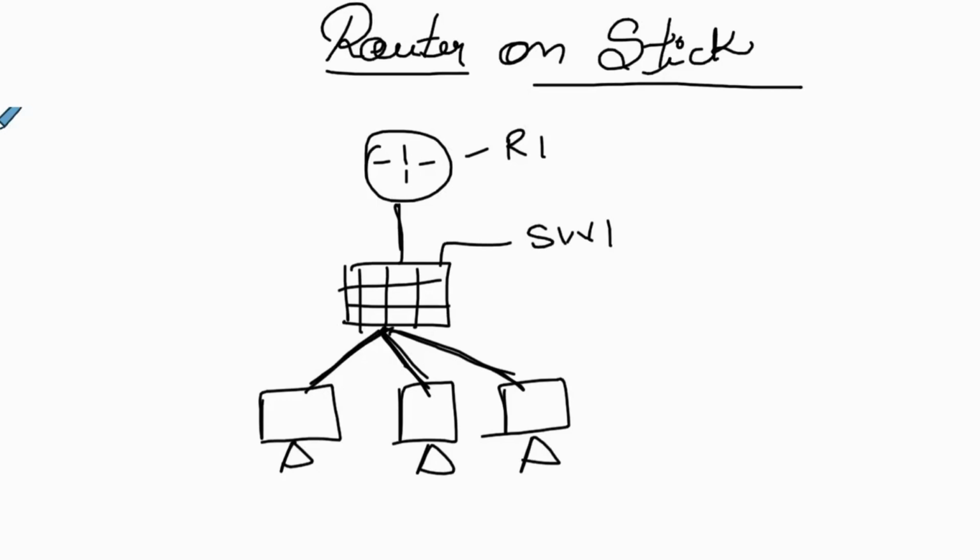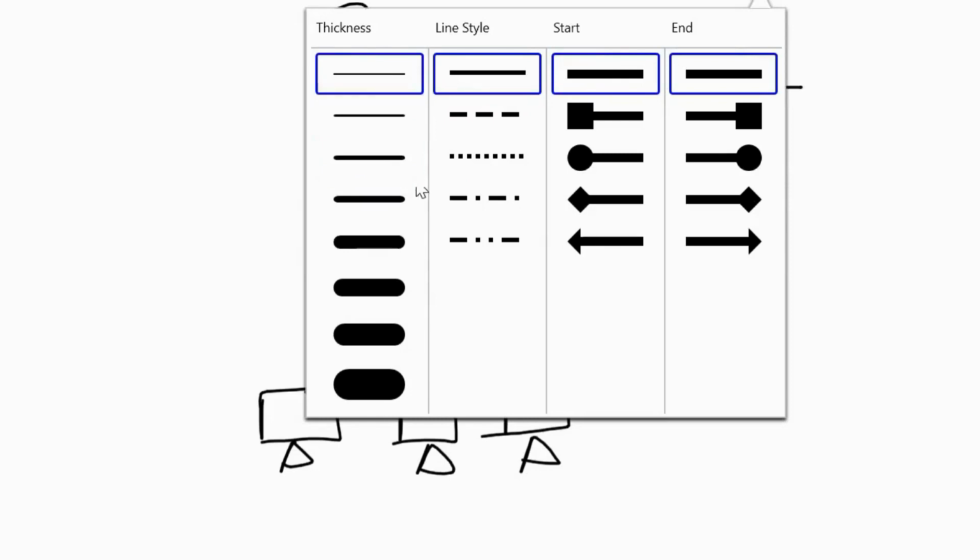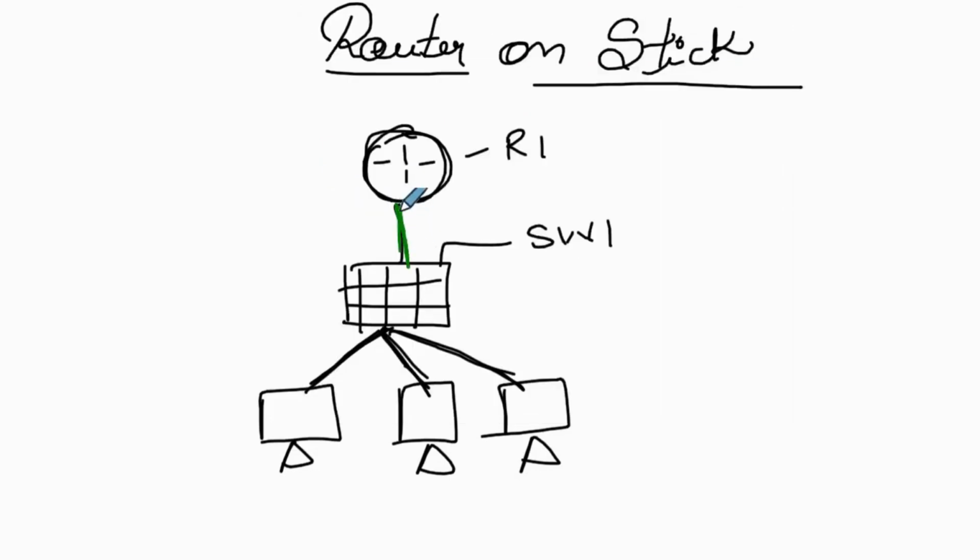So there is only one single interface connecting the router and switch. So it looks like a stick. You see, it looks like a stick. This part is looking like a stick. One physical interface is being used on R1 to S1.